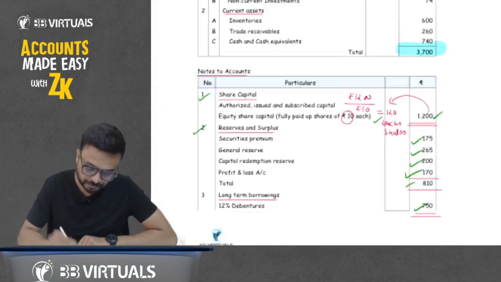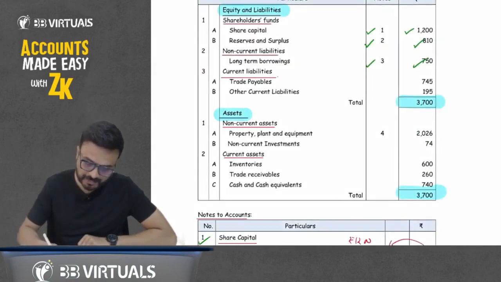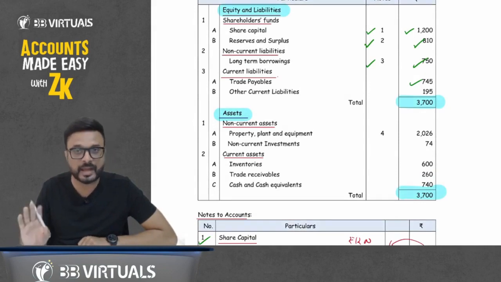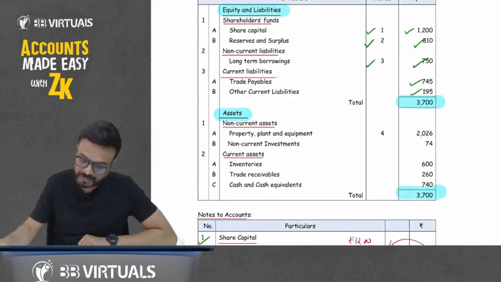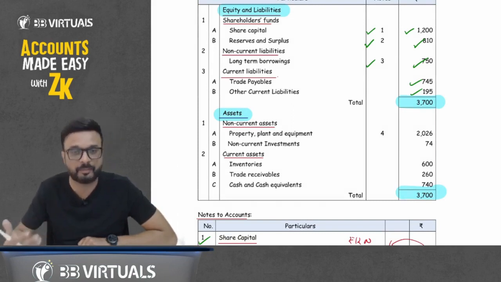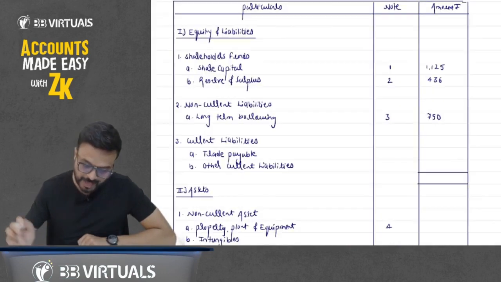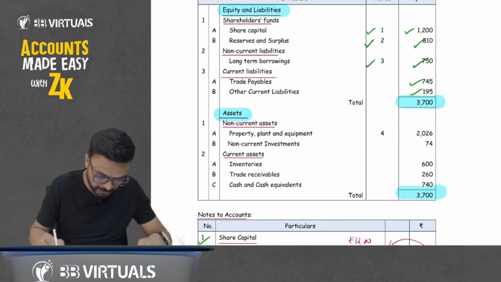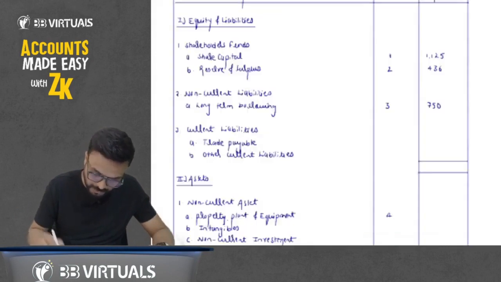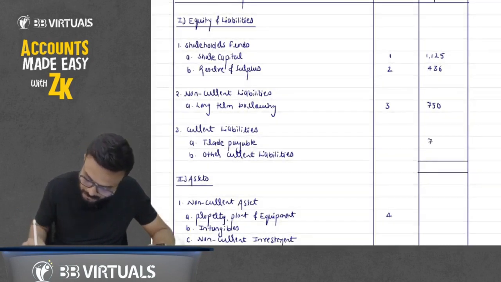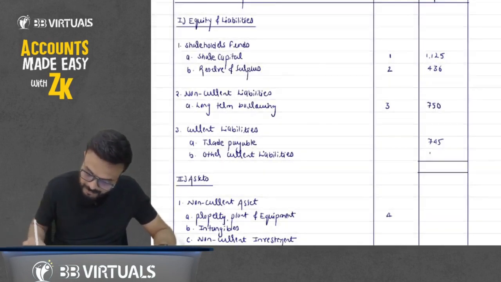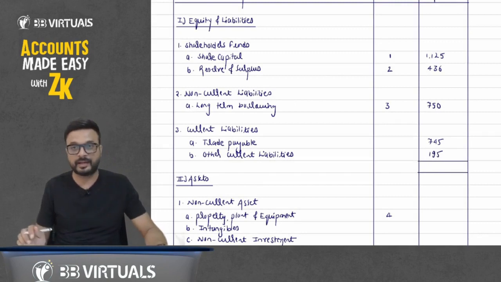Now after this, the next item is trade payable. There is no change in trade payable, 745 as it is. There is no change in other current liabilities because we have not debited or credited them when we passed the journal entry. So write down as it is in the balance sheet: trade payable is 745, and other current liability is 195.